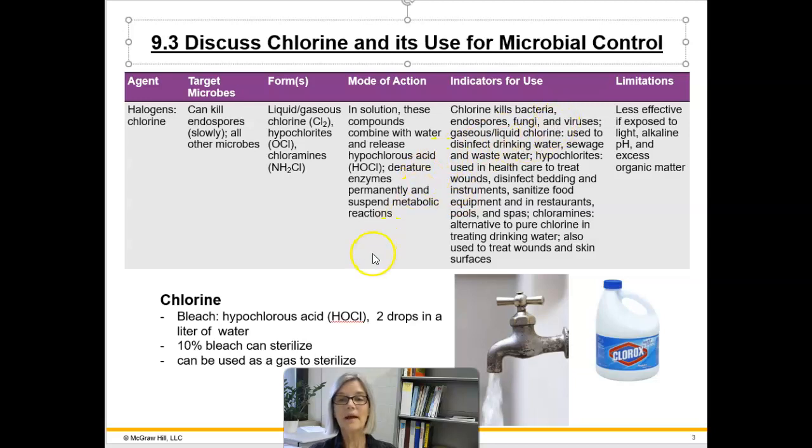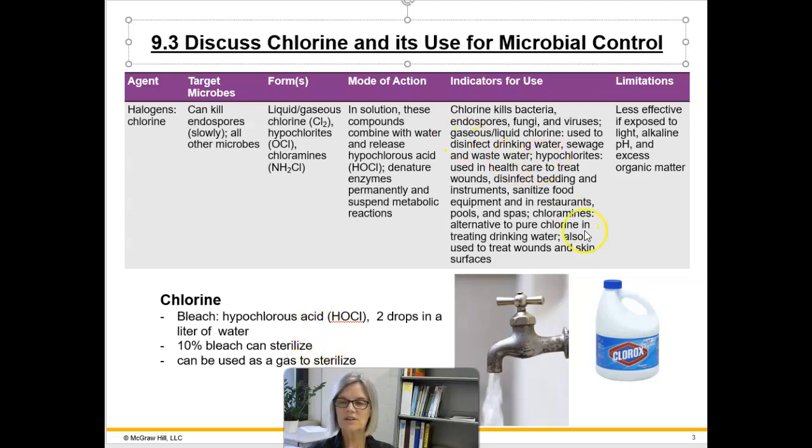The one thing about using chlorine is we use it as a liquid, and typically we're using it as a disinfectant in those cases. But it also can be used in the form of a gas. So chlorine can be used in the form of a liquid, or it can be used in the form of a gas. 10% bleach can actually sterilize, and it just depends on what microbes you're trying to treat and what surfaces to determine how long that is. But 10% bleach, one part bleach, 9 parts water, you can use to sterilize.